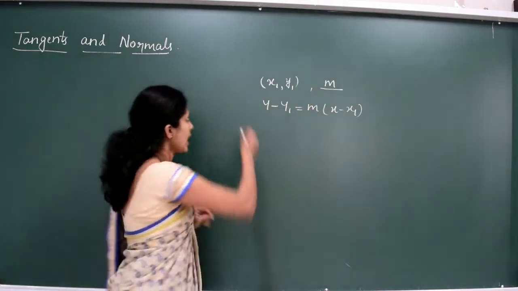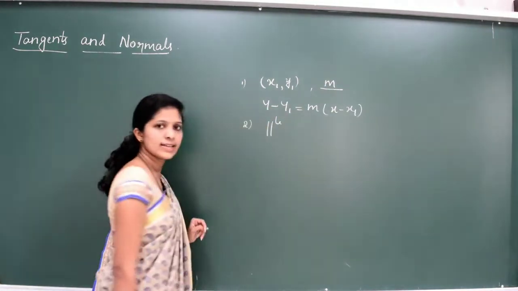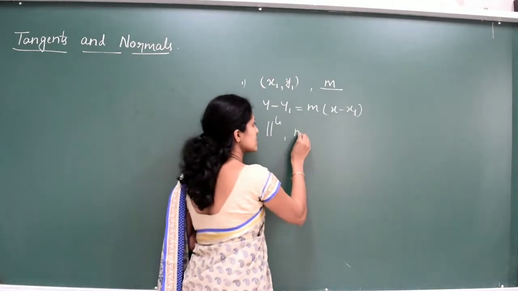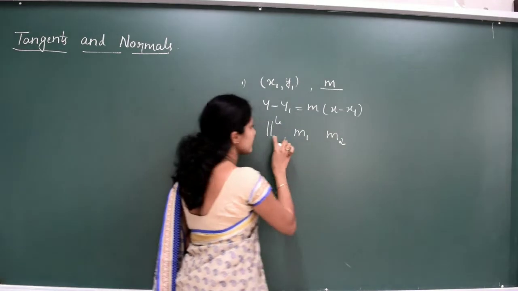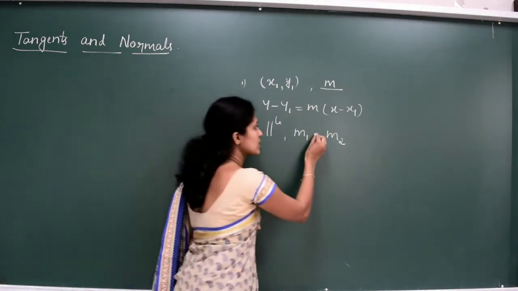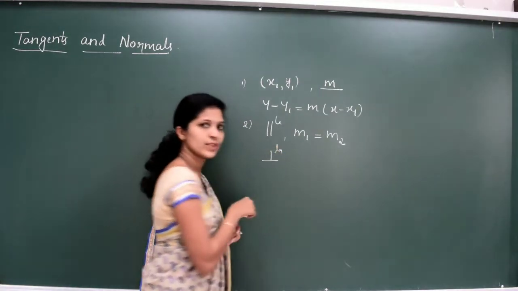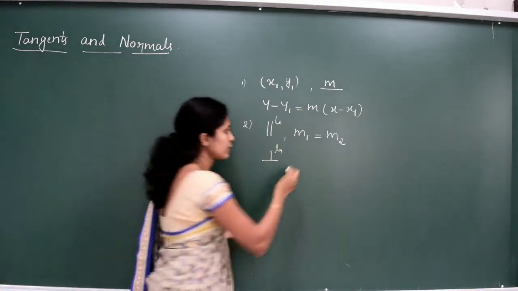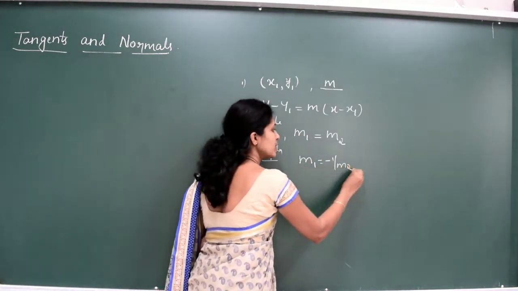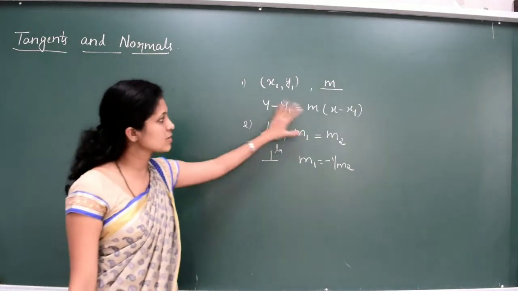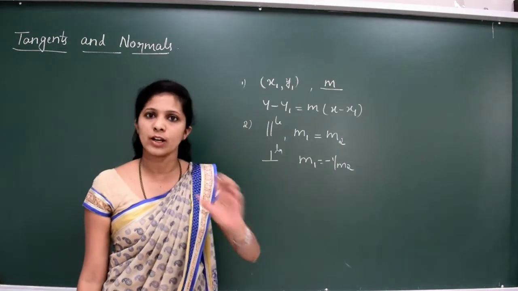This is the one thing. Another one is, suppose any two lines are parallel. If I consider the slope of the first line is m1 and the slope of the second line is m2, if they are parallel, then the slopes are equal, right? If any two lines are perpendicular, then the slopes are negative reciprocal of each other. That is, m1 is equal to minus 1 by m2. Is it clear? If two lines are parallel, slopes are equal. If perpendicular, then the slopes are negative reciprocal of each other.